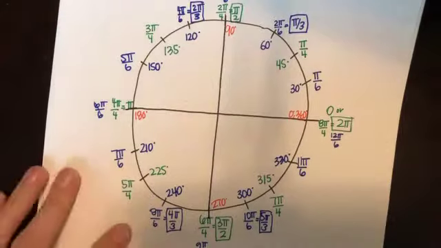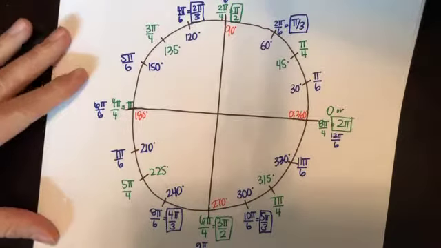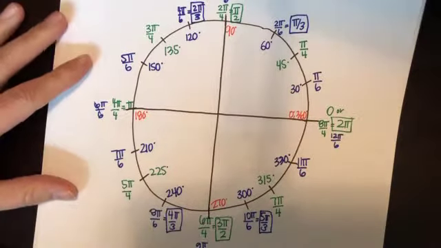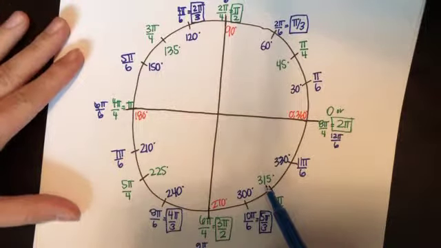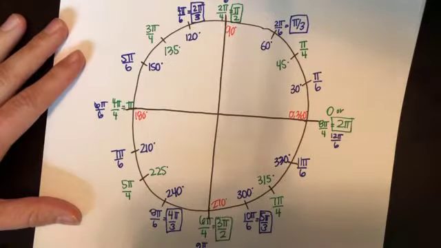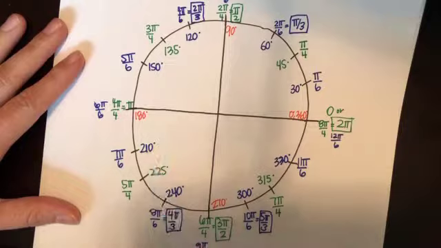So again, having this filled out is going to help you significantly on the test or on all your homework practice problems. So if they ask you about evaluating at 7 pi over 4, you just look here and you're like, okay, 7 pi over 4 means 315. If they ask you to evaluate 7 pi over 6, you just look here and 7 pi over 6 means 210.